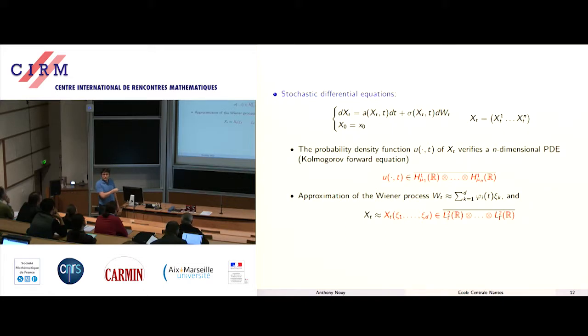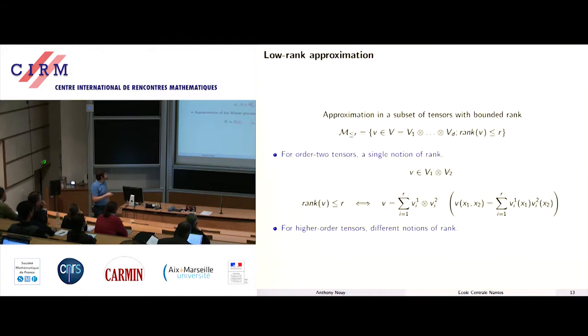If you introduce a Karhunen-Loève decomposition of your Wiener process, so you express your Wiener process in terms of independent Gaussian random variables, you can see the solution of this equation as a function of these Gaussian random variables. And if it is an L2 function, then you have this tensor product structure for the solution of this stochastic differential equation. It's the basic point, in fact, of polynomial chaos expansions for the solution of stochastic differential equations.